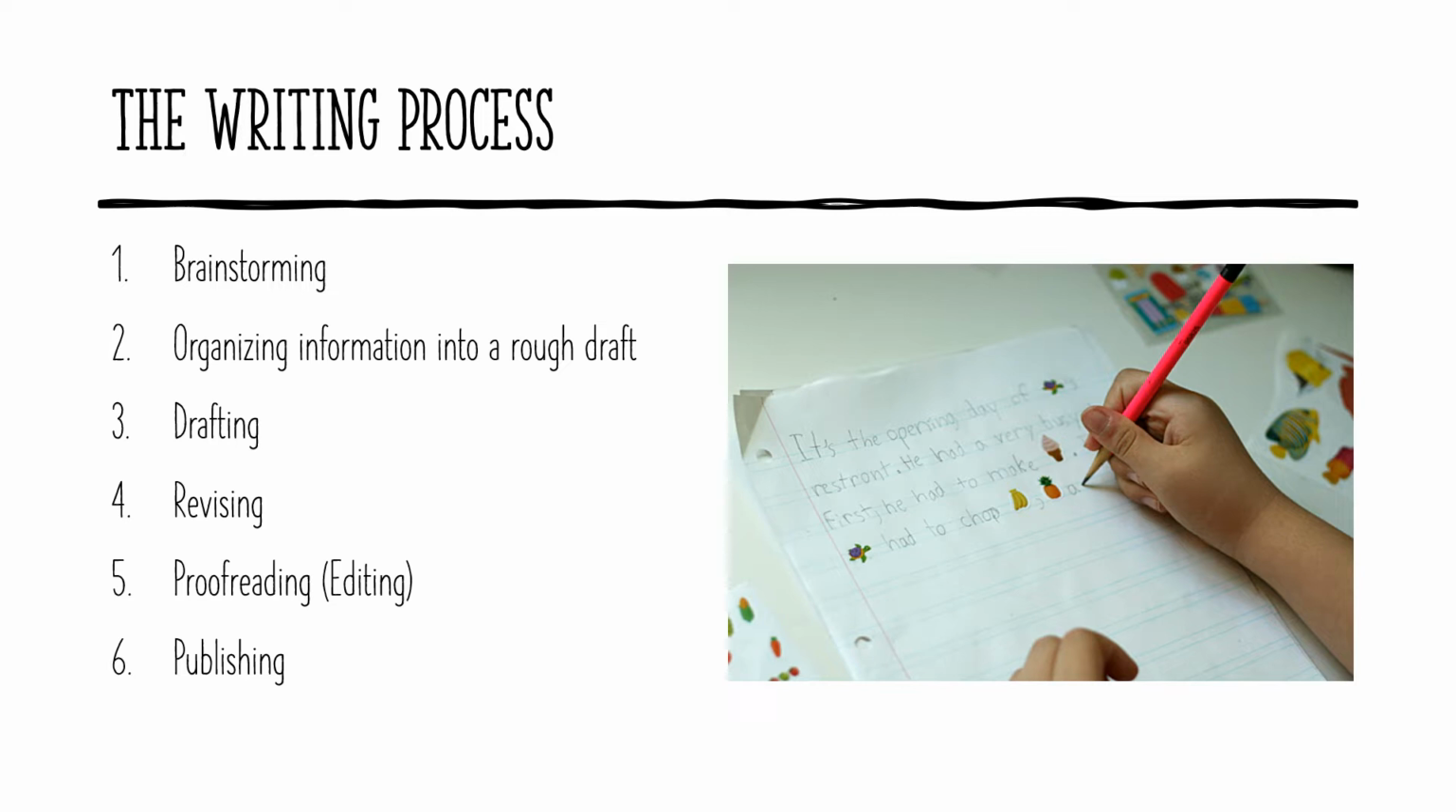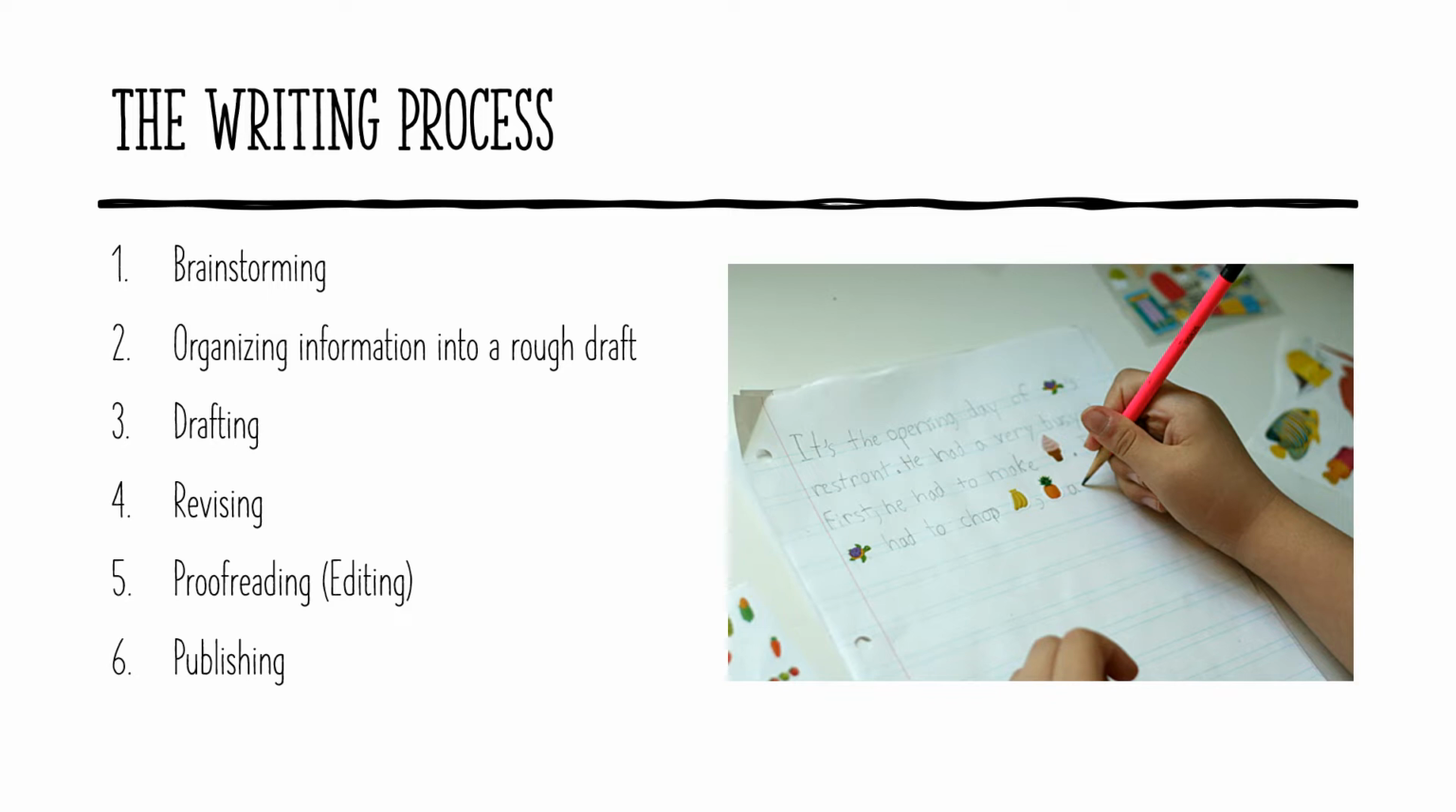Here are the steps in the writing process. This is sort of the expanded version of the writing process. First, an author brainstorms, and then they organize their information into some kind of a rough draft. For children, that can often be pictures. Then they draft their work, they start their writing.